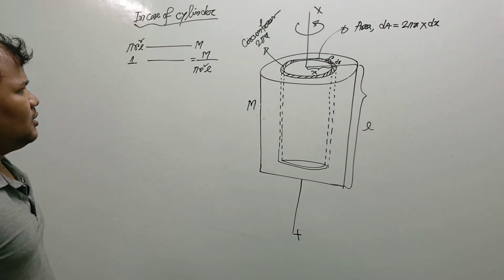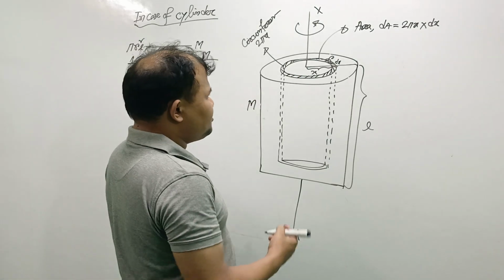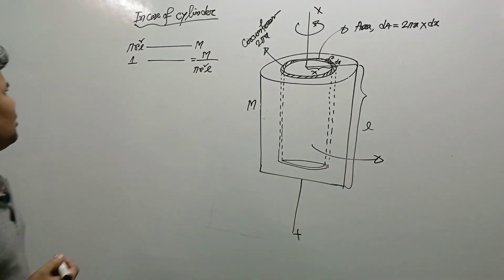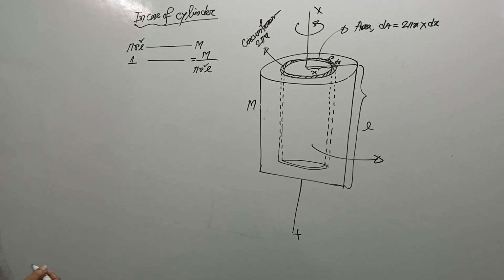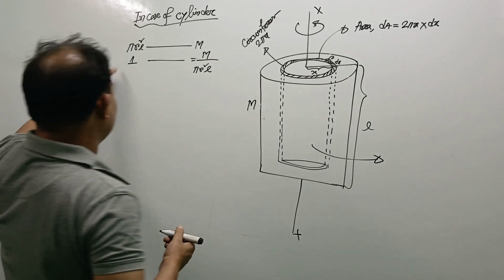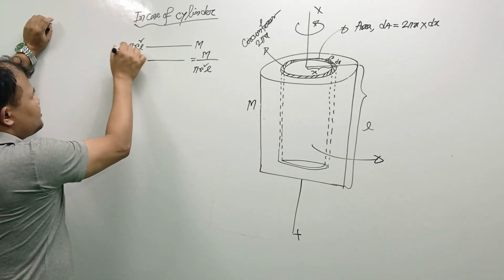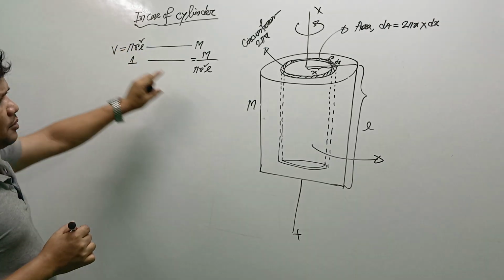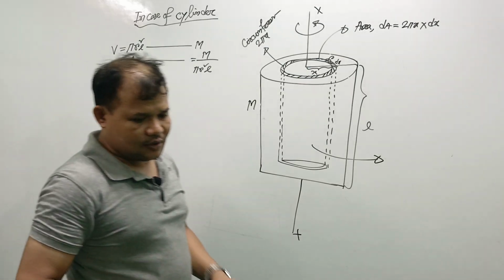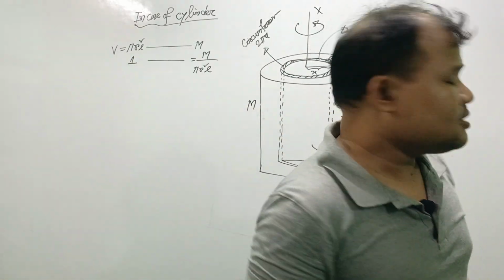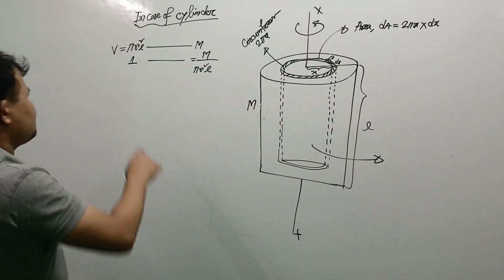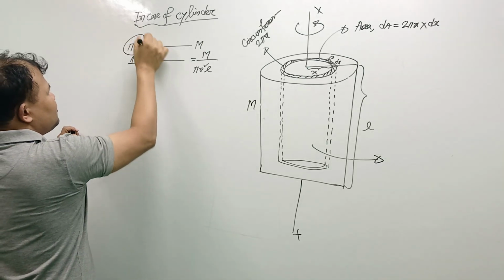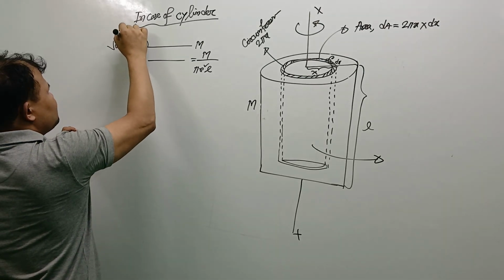So we try to find the volume of this part. Sorry, this is the total volume V. The pi r square L is the volume of the cylinder, not area. This is the volume of the cylinder. My dear students, you just try to understand. This is volume, not area.